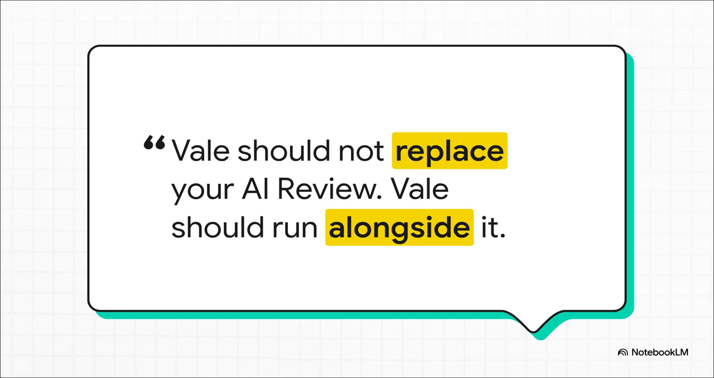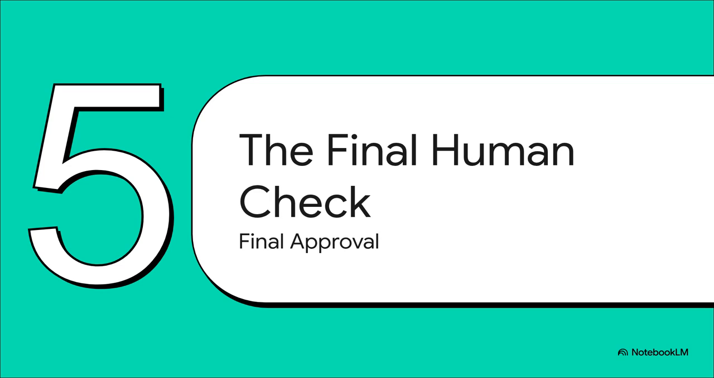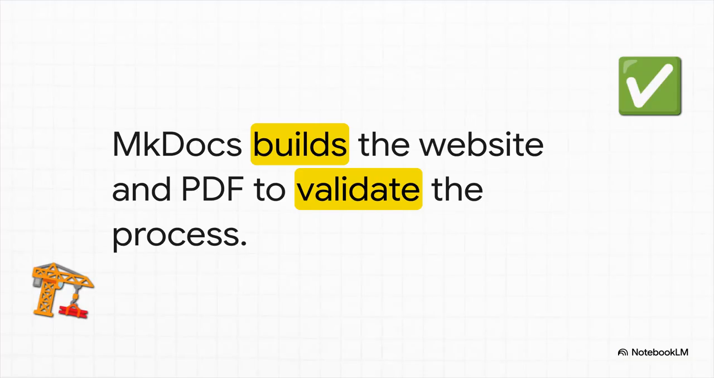If you only use AI, you are going to miss strict style guide enforcement, because AI is notoriously unpredictable with formatting rules. But if you only use Vale, you'll miss massive logical flaws and security risks, because Vale literally cannot read for meaning. For a truly governed workflow, you need both running in tandem. And finally, we arrive at part 5, the final human check. Right before you, the human, actually look at this work, the automation has one last job.